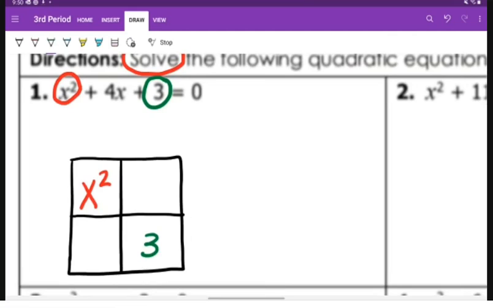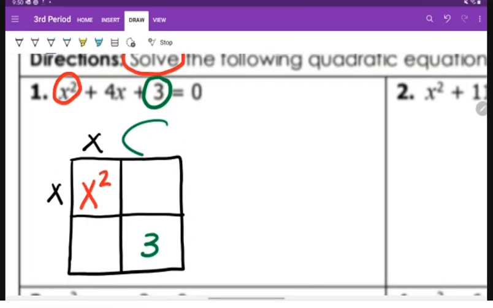Then we do what we can to figure out what factors would go on the outside. And that'll help us figure out the rest of our box here. So on the outside, our factors are both going to need to start with x. That's the only way we can get x squared in that top left box, is if we have x times x.